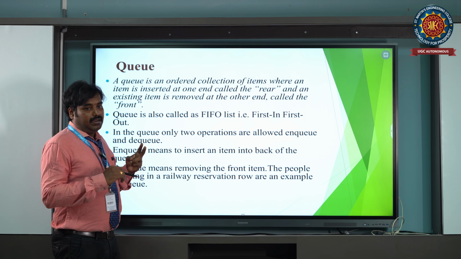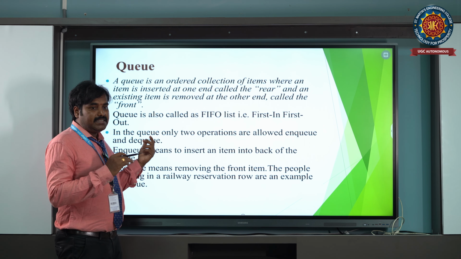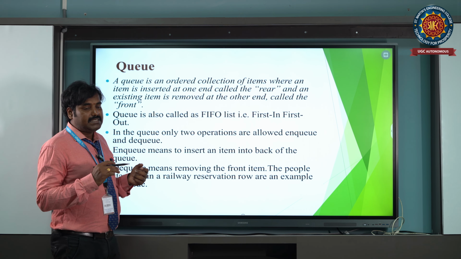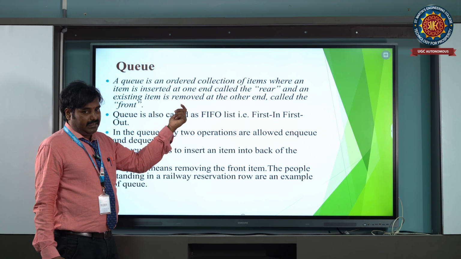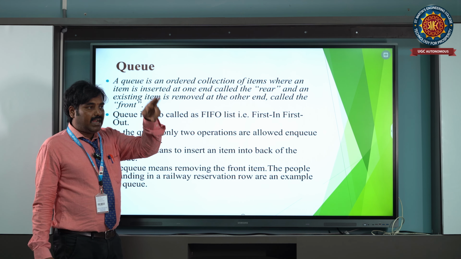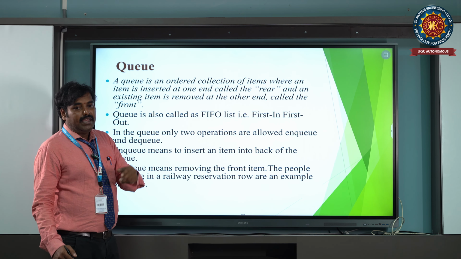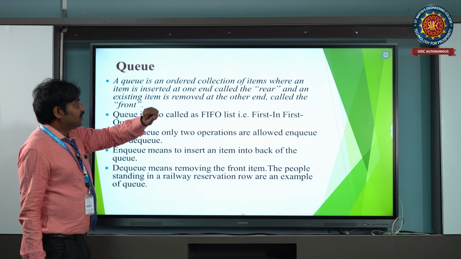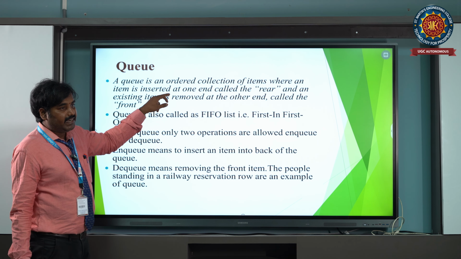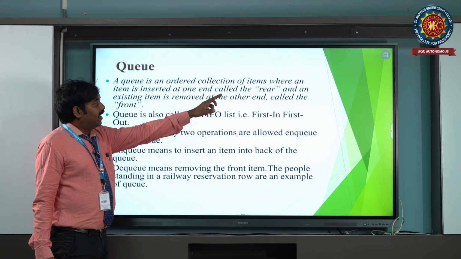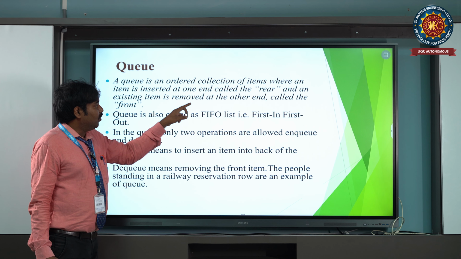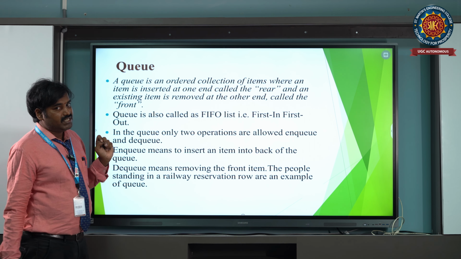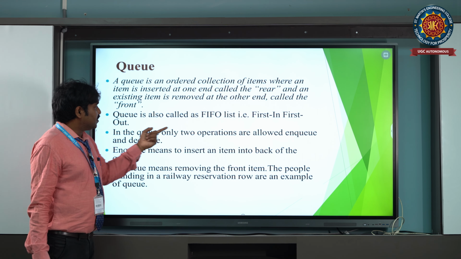One end is for insertion and the other end is for deletion, or removal. It means deletion takes place from the front end, and insertion takes place at the rear end. So a queue is an ordered collection of items where an item is inserted at one end, called the rear, and removed from the other end, called the front. So a queue is also called a FIFO.